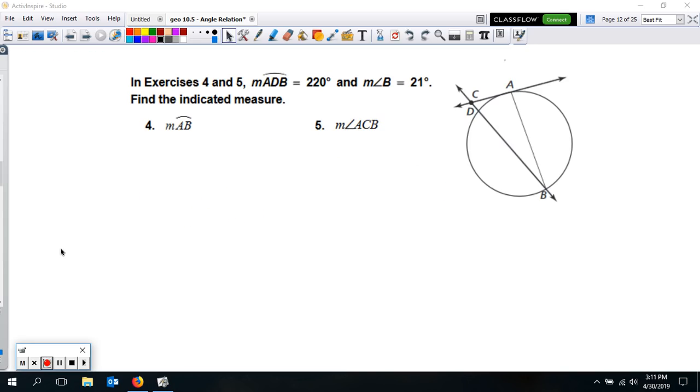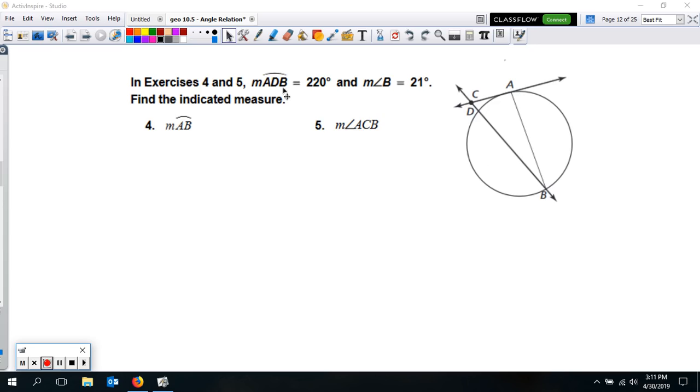Hey, number 4 and 5, we're told two things. We're told that the measure of arc ADB is 220 degrees. So from A, we measure arc ADB. That's going to be out here. So this side is 220 degrees.